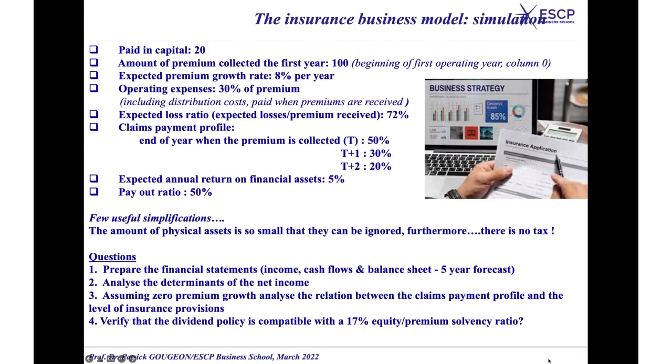It is predicted that the expected loss ratio, which is the amount of expected losses over the premium received, will be 72%. It means that when you collect 100 of premium the first year, in your balance sheet, you will take into consideration the fact that you are planning to pay 72 in the future, okay? When in the future? That's an important point for insurers, and again, in this domain, insurers have data. They collect a lot of data and they can make reasonable predictions about when they will have to pay.